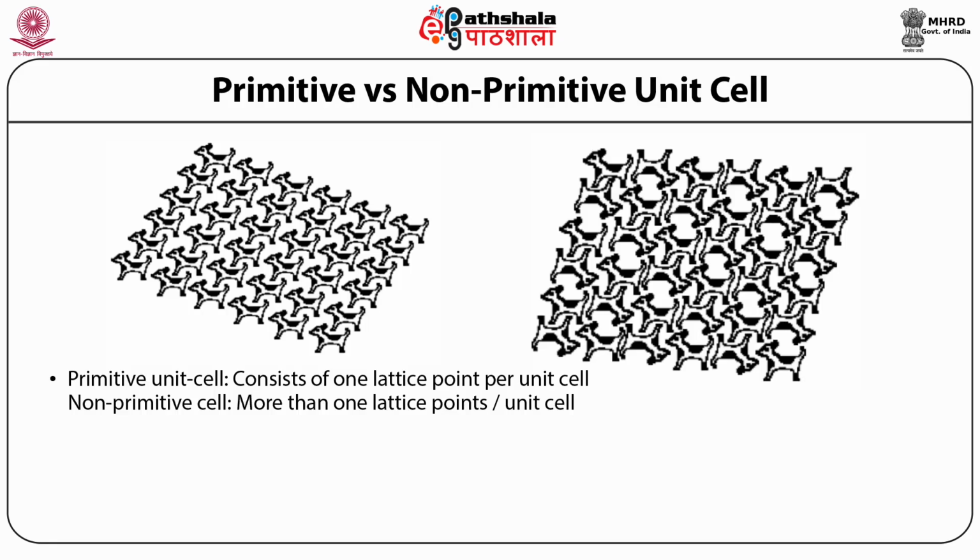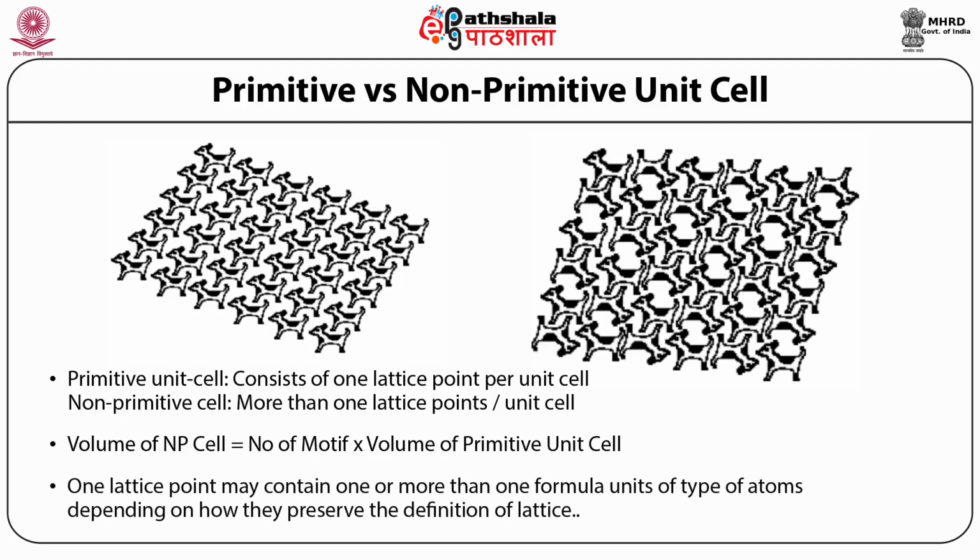On the extreme left hand side, the figure shows that a motif corresponds to a small animal which is repeated periodically and forming a structure. So this is a primitive unit cell where there is only one lattice point per unit cell. Whereas on the right hand side, it is an example of a non-primitive unit cell where more than one lattice point per unit cell is involved. So we can find the volume of the non-primitive cell, which is equal to the number of motifs times the volume of the primitive unit cell. So one lattice point may contain one or more than one formula units of types of atoms depending on how they preserve the definition of lattice.